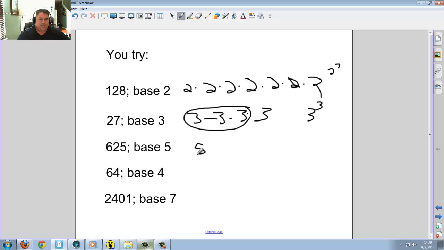625 by 5s. 5 times 5 is 25. Times 5 is 125. Times 5 is 625. So I got 5 to the 4th. And now 4s. 4 times 4 is 16. Times 4 is 64. So I get 4 to the 3rd power.